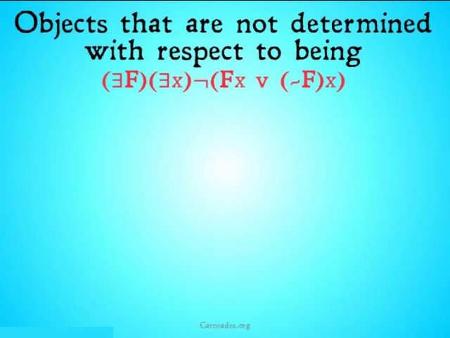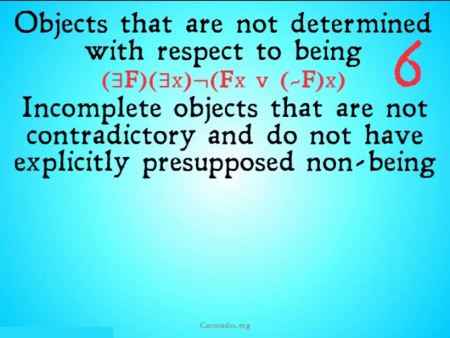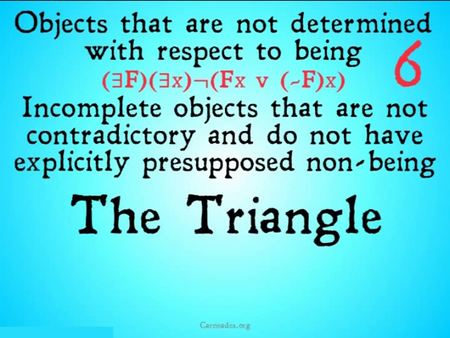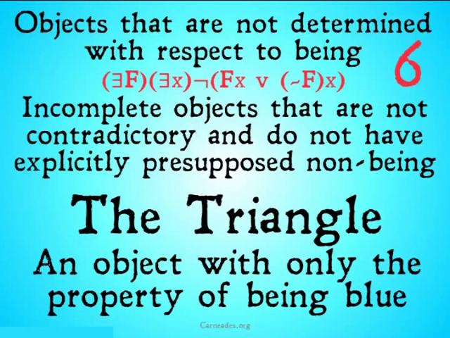Finally, we have objects that are not determined with respect to being. Bucket number 6. These are those objects that are incomplete, not contradictory, and do not have explicitly presupposed non-being. These are things like the triangle. This is like the triangle we were referencing earlier that is neither scalene nor not scalene, or an object with only the property of being blue.